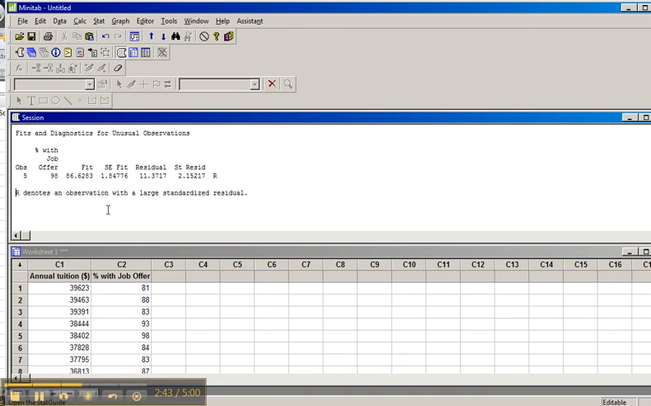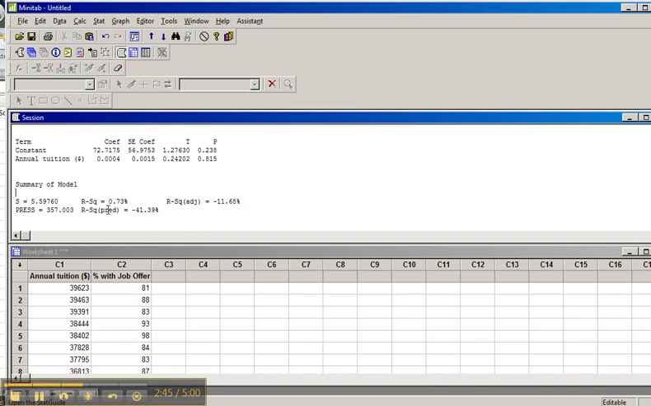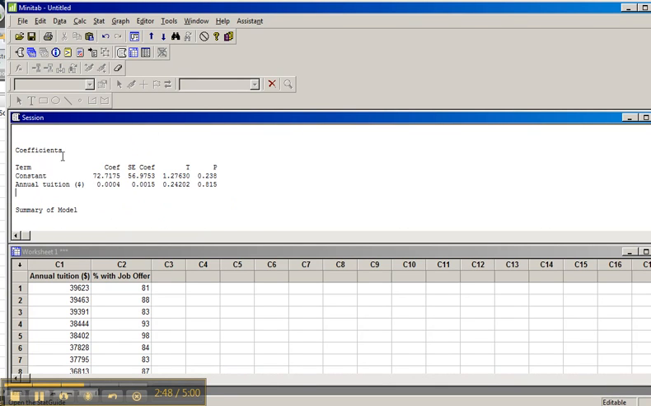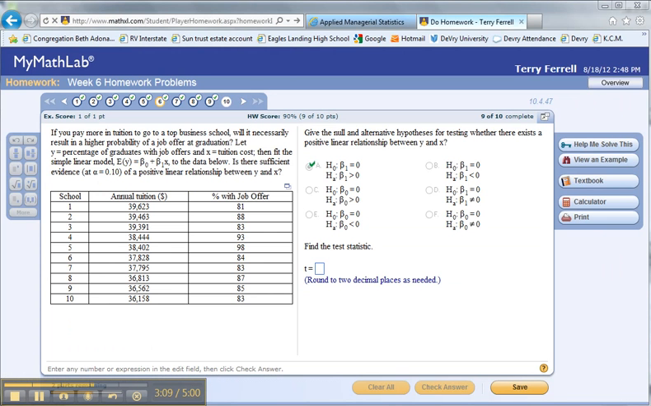Look at my information. What I'm looking for is the coefficients. Your coefficient for your annual tuition is 0.0004, and here the t-value, this is just the value to test this claim, is 0.24202. Let's go back and plug that in for the t-value. Okay, and here we round this to 2 decimal places, just basically 0.24.